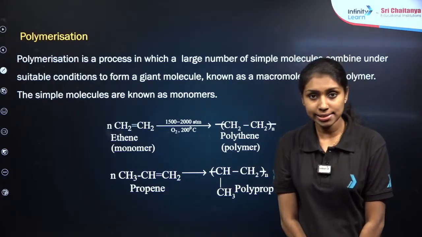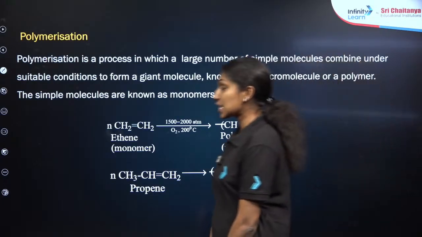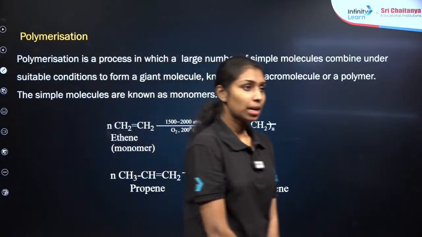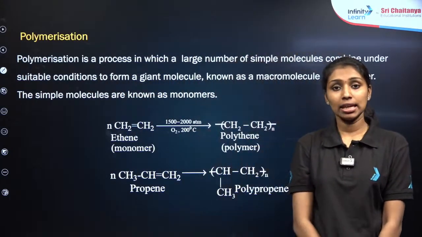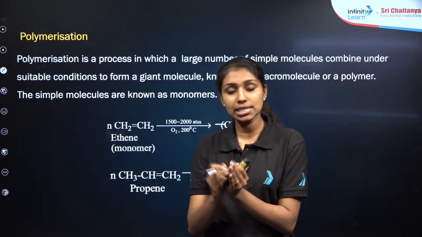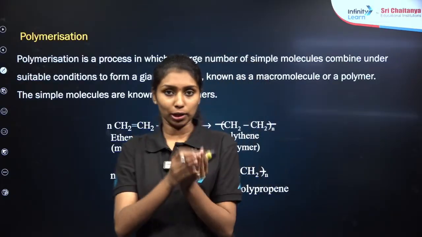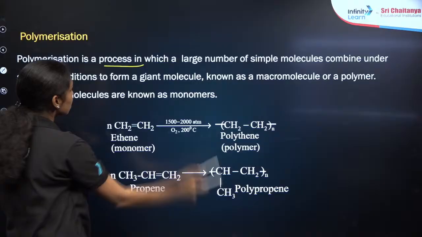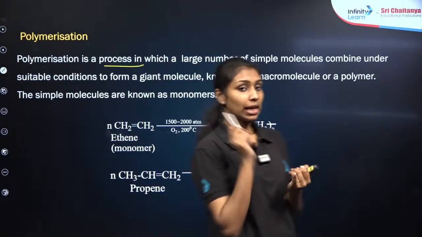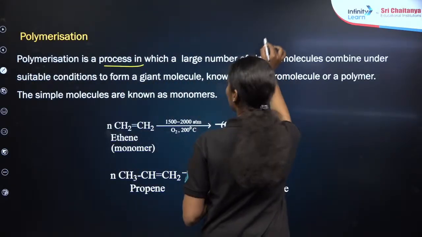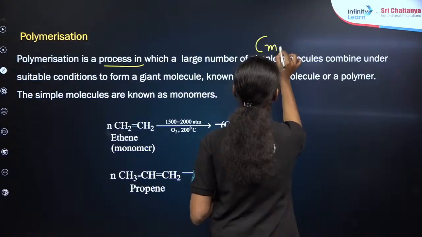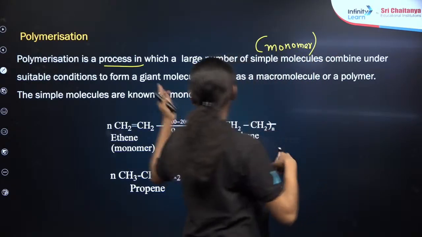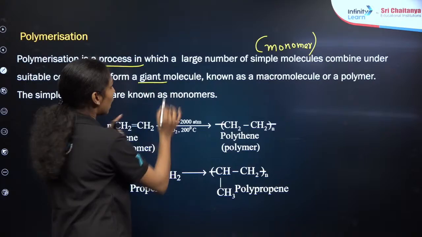Now let me move to the last type of reaction, that is the polymerization reaction. You may have an idea about monomers and polymers. If you are taking many monomer units and doing the polymerization, you will get the polymer unit. This is a big molecule. This is a process in which a large number of simple molecules known as monomers combine under suitable conditions to form a big or giant molecule known as the polymer.